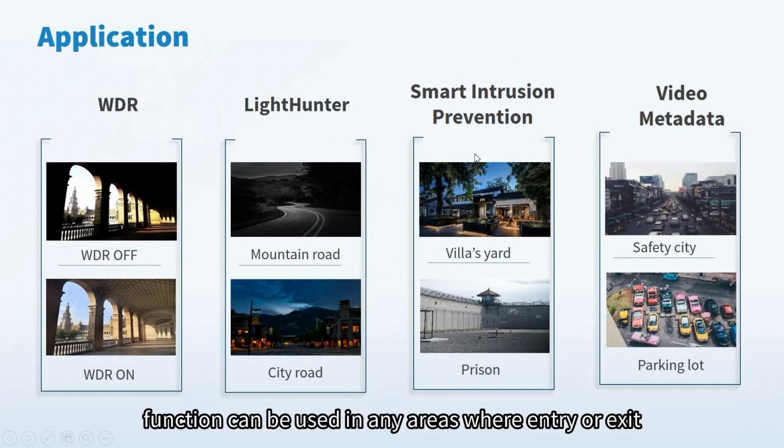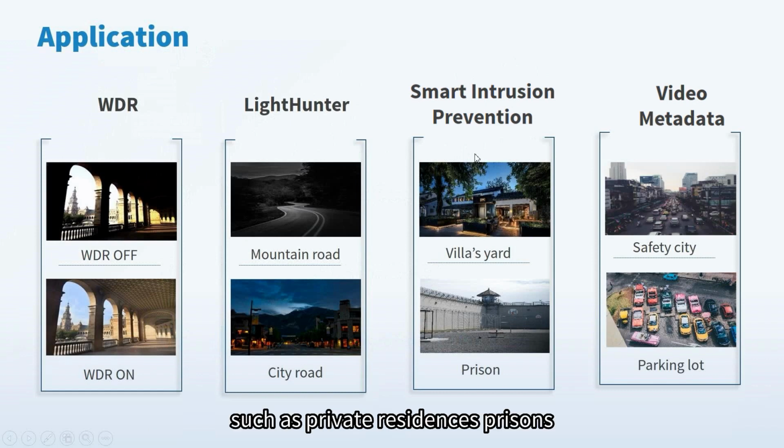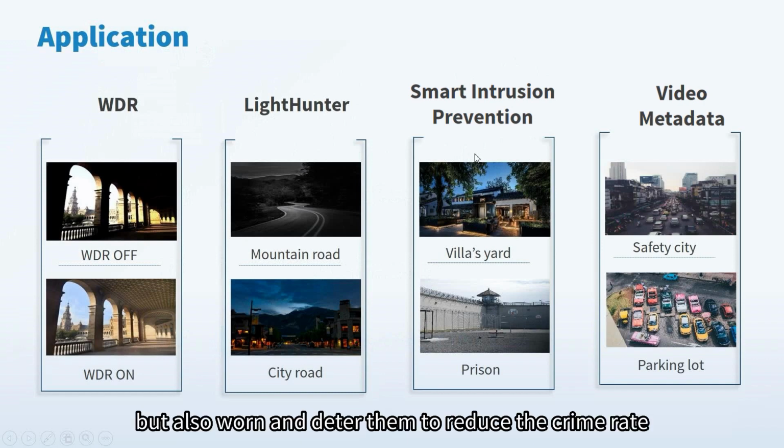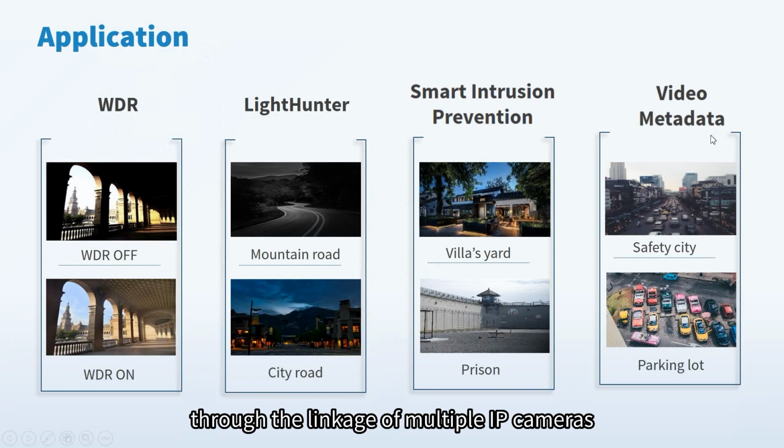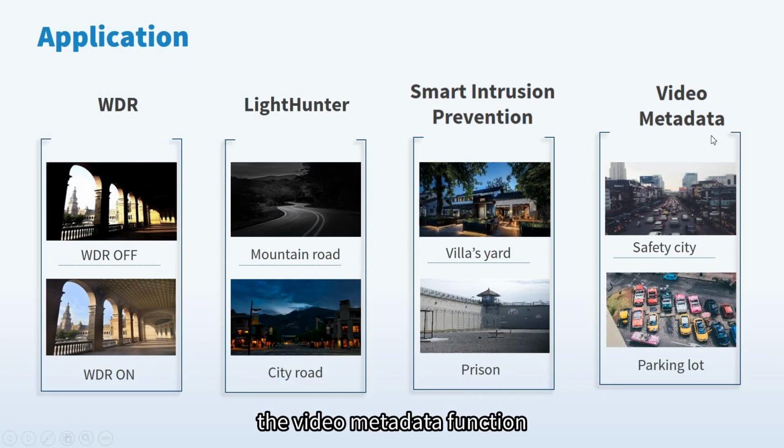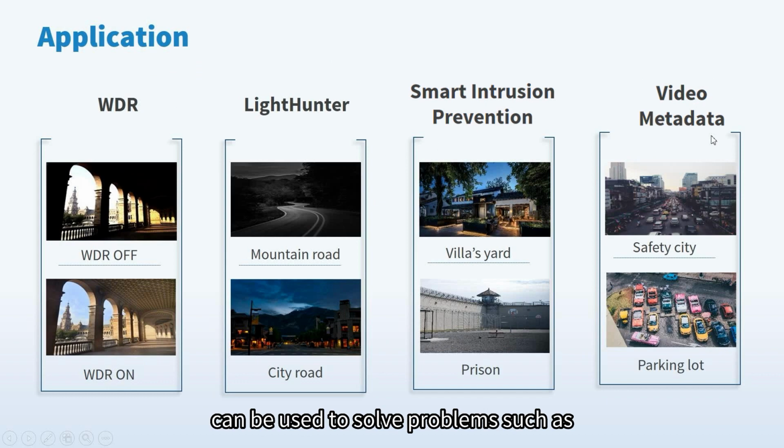The SIP function can be used in any areas where entry or exit is prohibited, such as private residences, prisons, scenic spots, dangerous areas of factories, etc. Some of our cameras can not only accurately detect intrusion targets, but also warn and deter them to reduce the crime rate at night. Through the linkage of multiple IP cameras, the video metadata function can be used to solve problems such as finding missing people or missing vehicles, so as to ensure the urban safety.